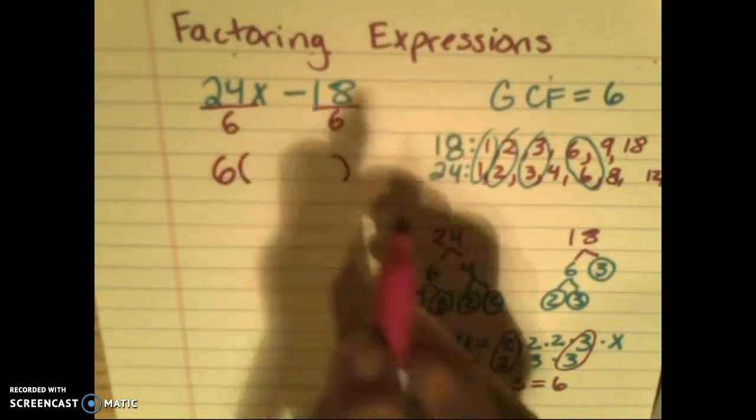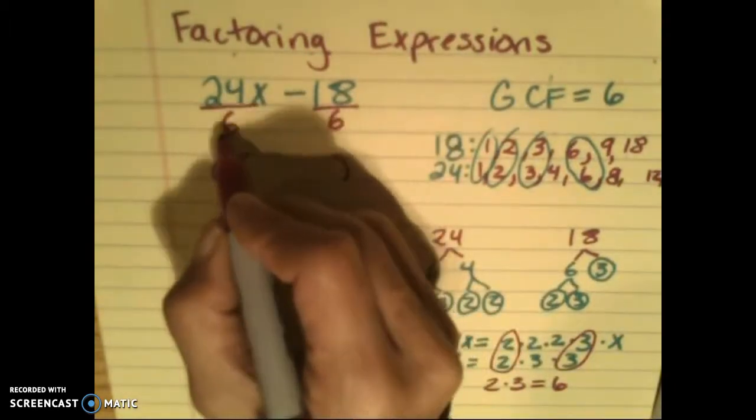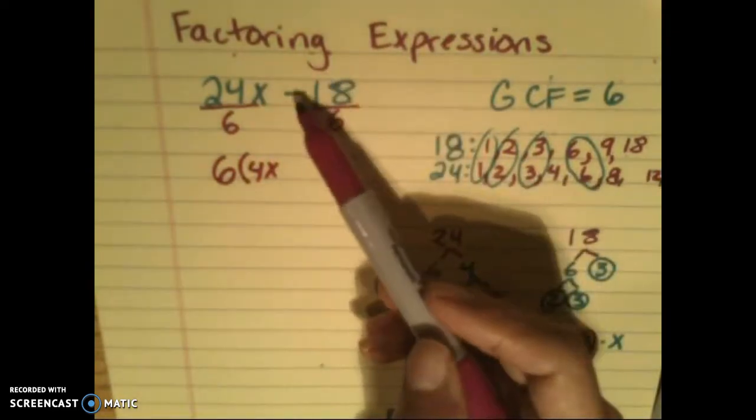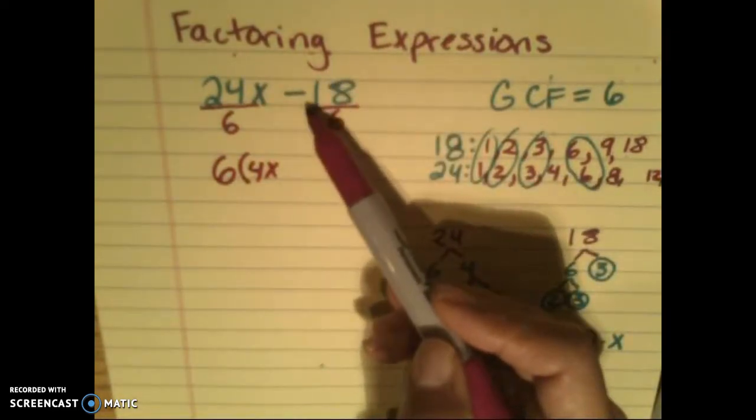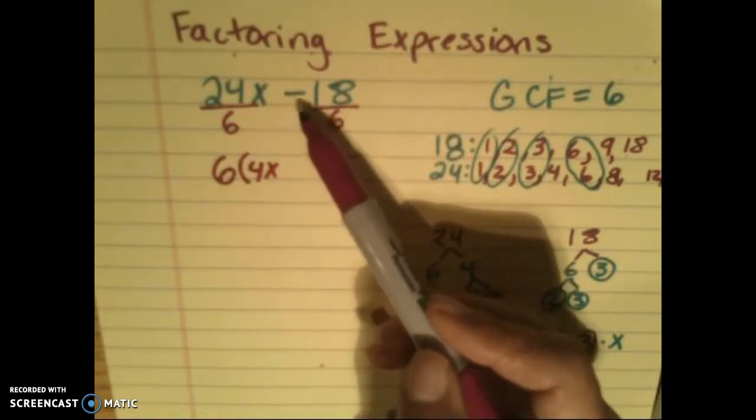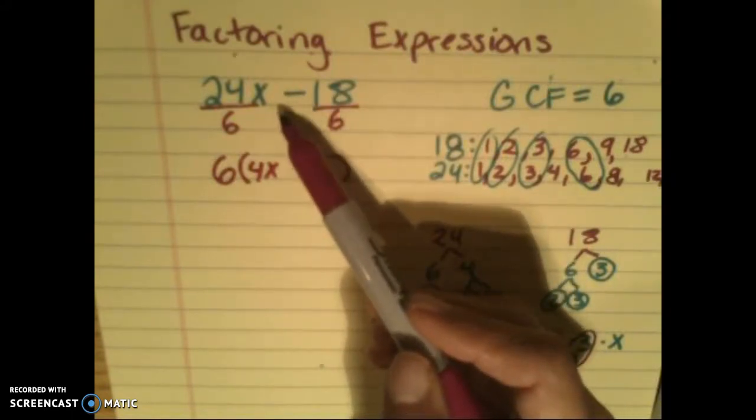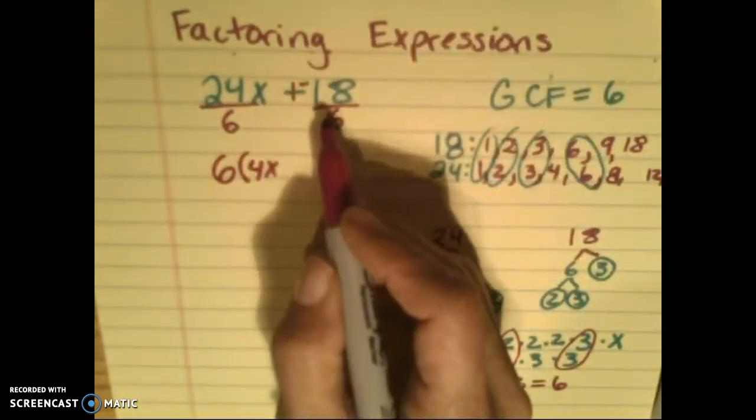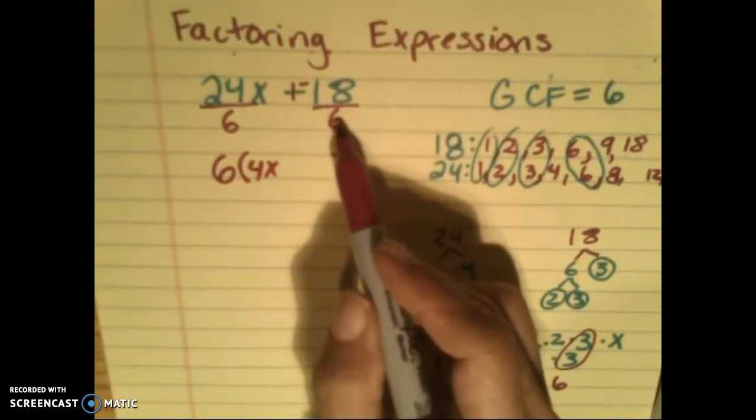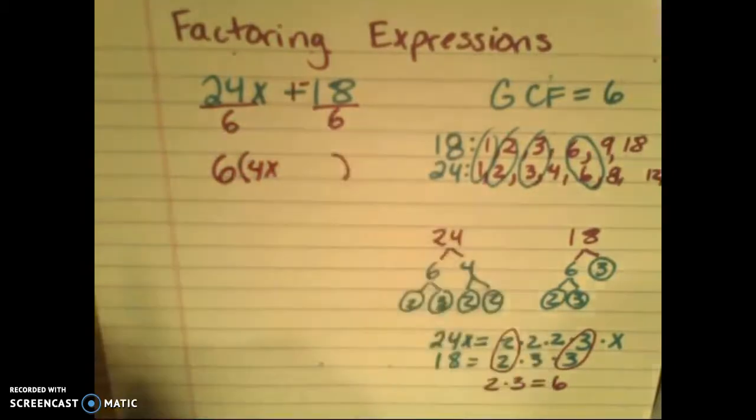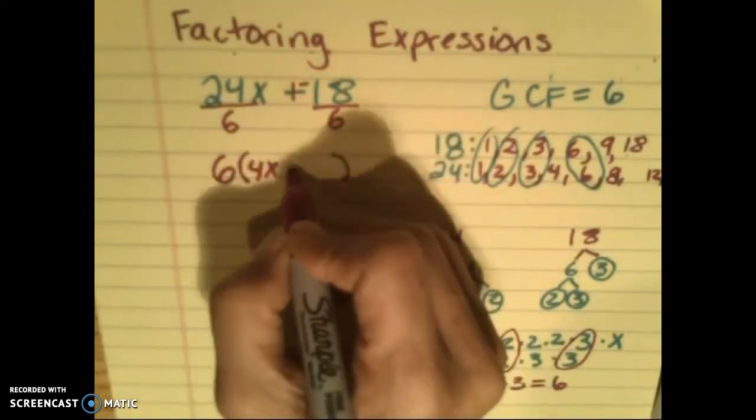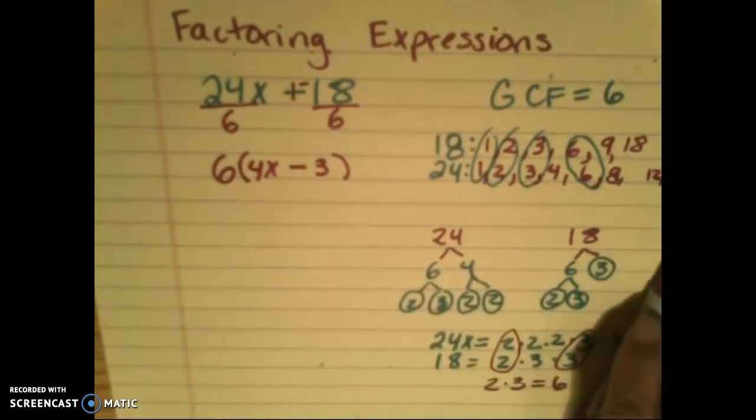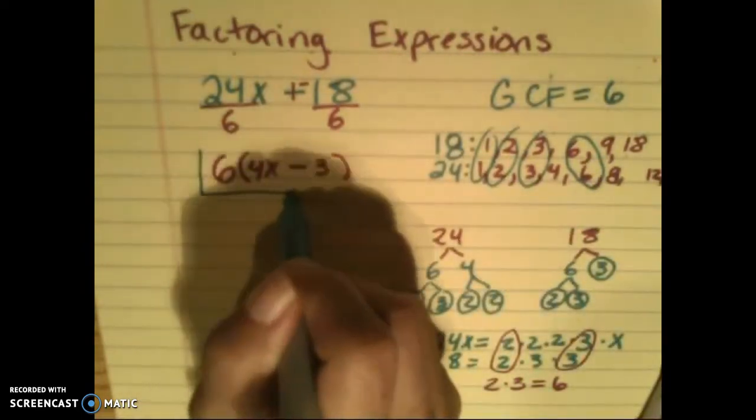So 24x divided by 6 is 4x. And remember, I always tell you to carry the sign with it. So a minus 18 and a negative 18 is the same thing, even if you do stop and add the opposite. If I stopped and added the opposite, it's still a negative 18. So negative 18 divided by 6 is going to be negative 3, or minus 3. So this would be your final answer for factoring expressions.